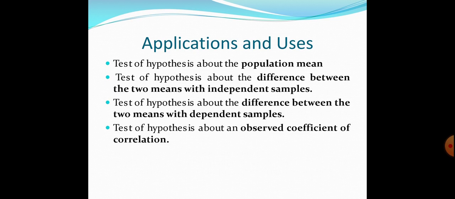Okay. Now third one is the difference between the 2 means with dependent samples. That is an example of a before and after situation. Before giving the medicine and after giving the medicine. So that's why samples are dependent, because a single sample is given to you. But twice we are considering them, so 2 means are there. And last one is the observed coefficient of correlation.